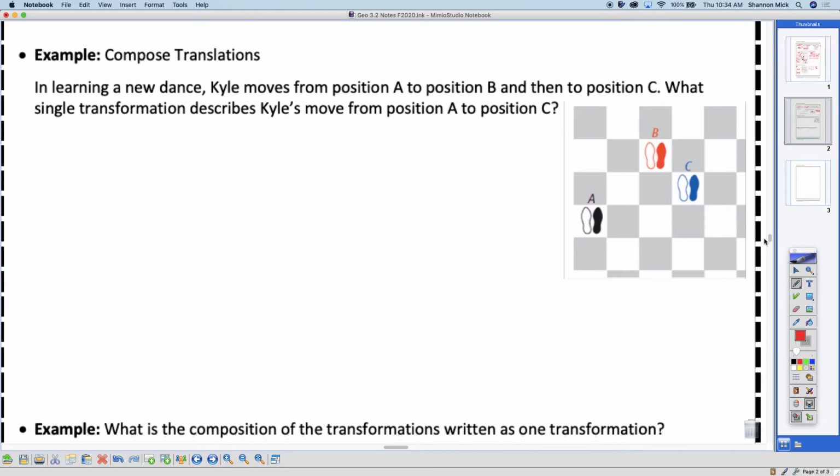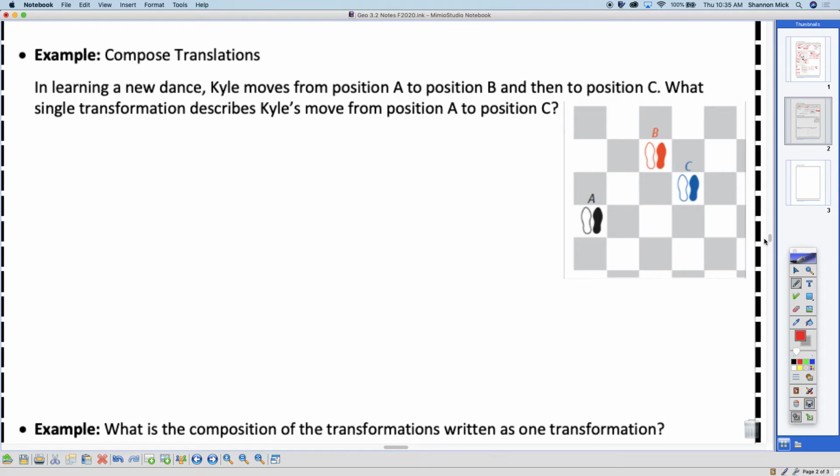In learning a new dance, Kyle moves from position A to position B, and then to position C. What is the one single transformation that describes Kyle's move from position A to C? So we're going to write it as a composition first, because he started at A, then went to B, and then went to C.